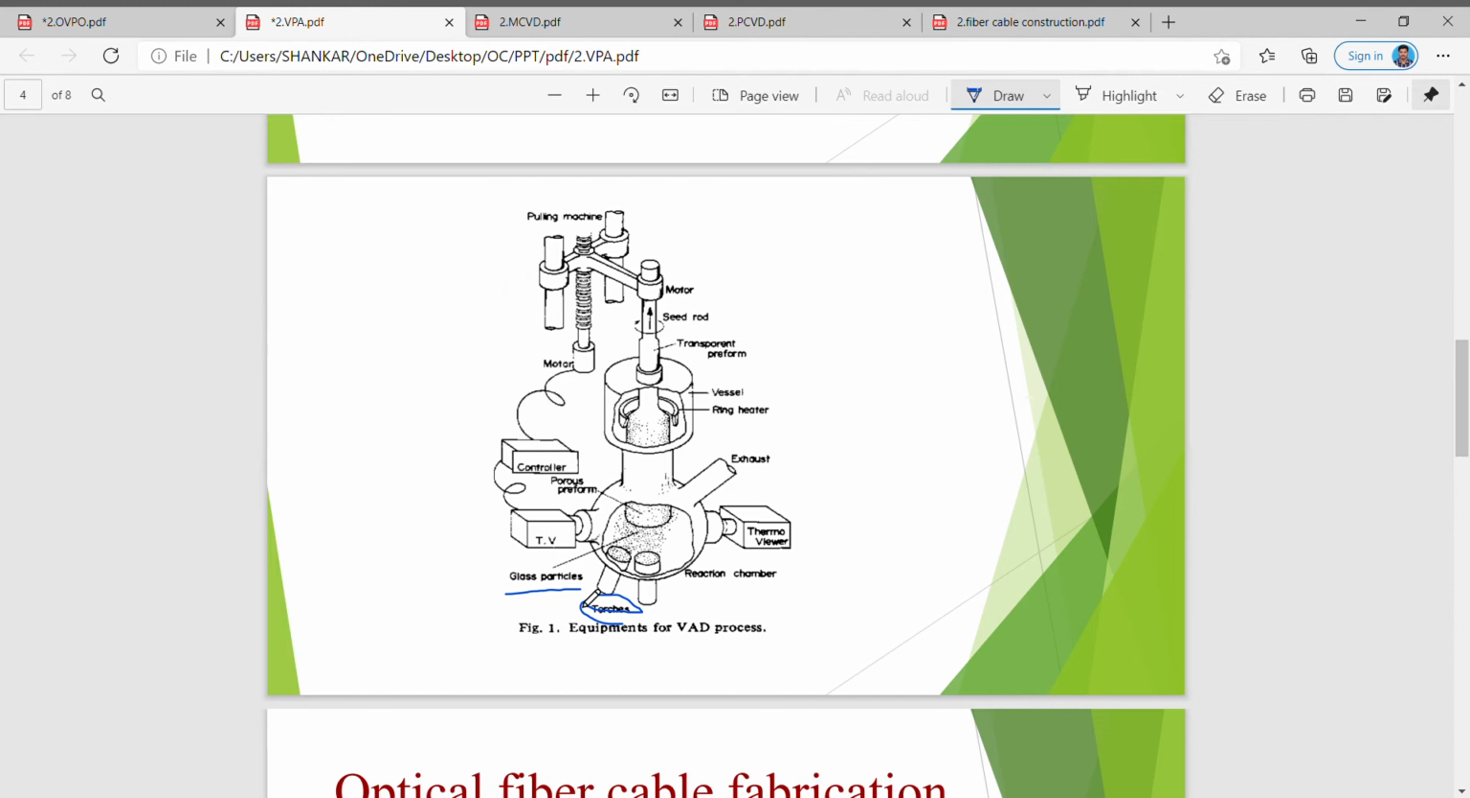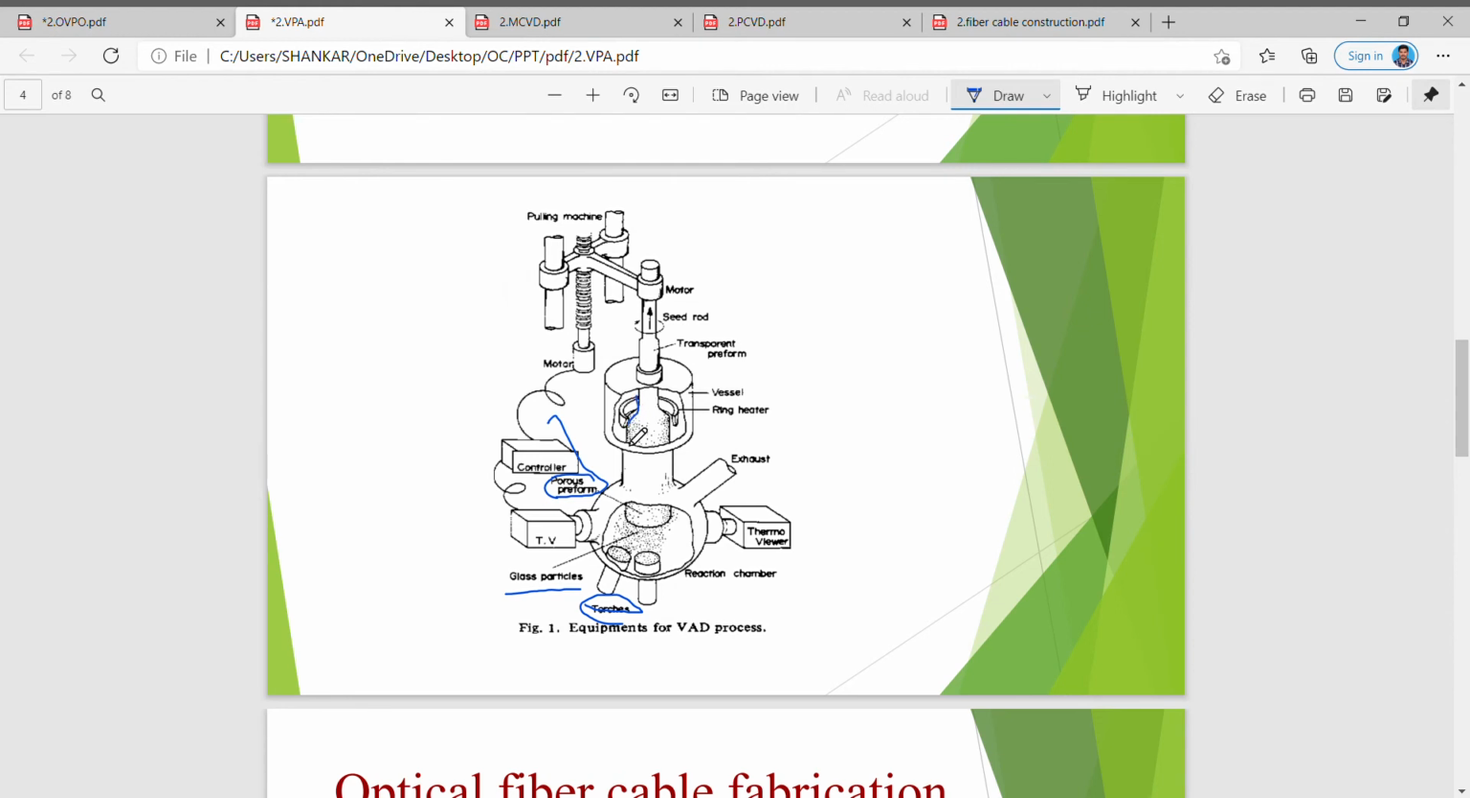Remember that in the OVPO method we have the burner, through which we deposit the halide vapor particles. That burner converts the halide vapor particles into glass particles. But here we are directly using the torches. These torches generate the glass particles. These glass particles are converted into a soot preform by rotating this rod.